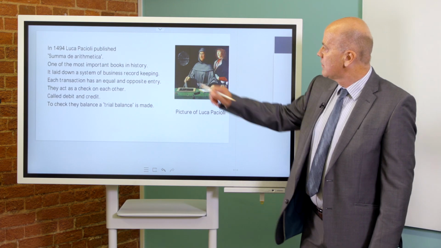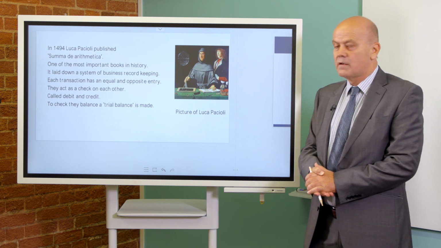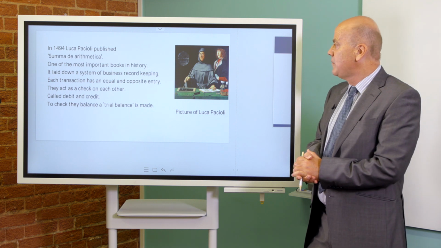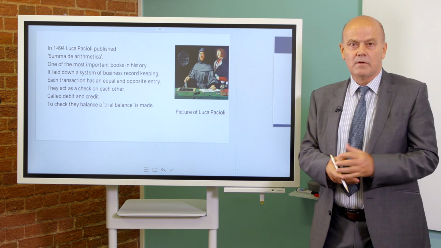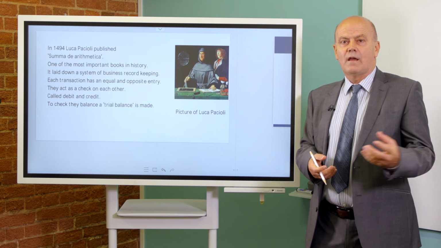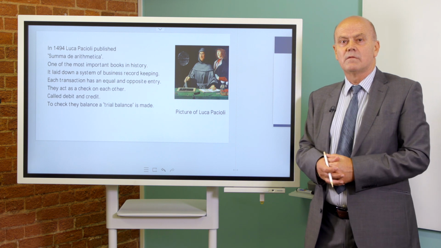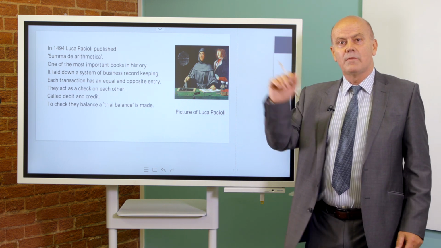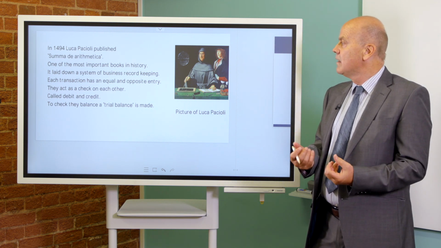Right, this is a picture of Luca Pacioli from about 500 years ago. A very famous guy for some people. Other people, perhaps you haven't heard of him. He wrote a very famous book a long time ago. And why it's famous is it's still actually in use in the business world. So amazingly, pretty much every company around the world effectively uses his book.